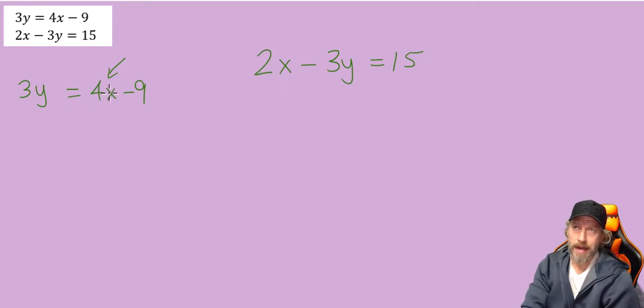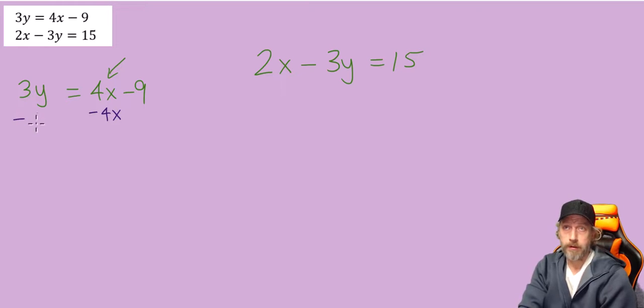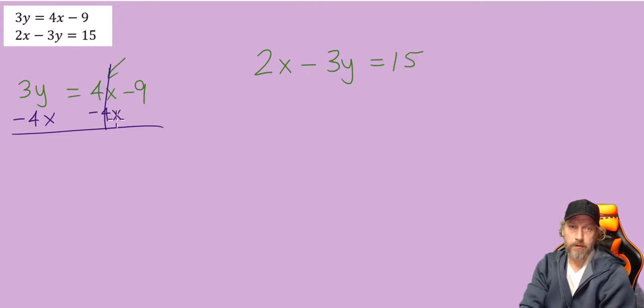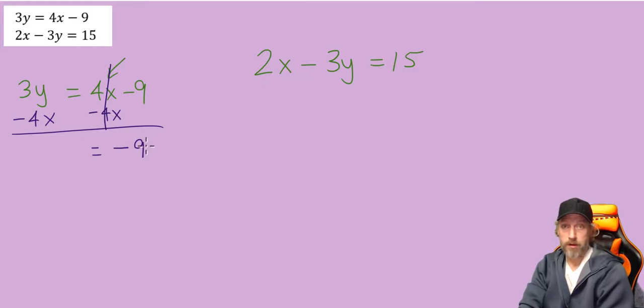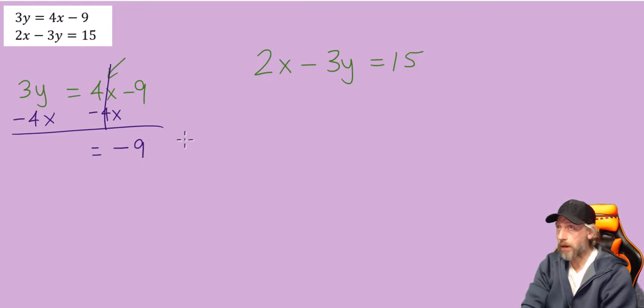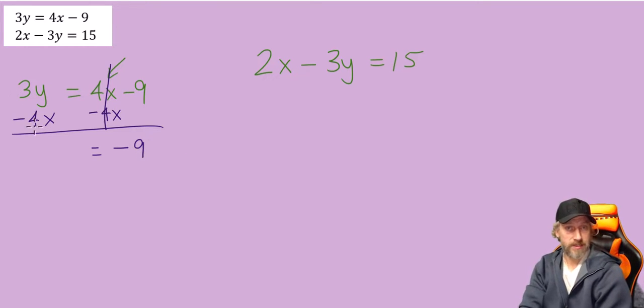So the 4x, we don't like it where it is. We want to completely move it, which means we will subtract 4x, that entire term, from both sides of the equation. So that zeroes it out from the right side. We are left with negative 9 on that right side and no other variable terms. So we're making progress. We've got x and y both on the left side.